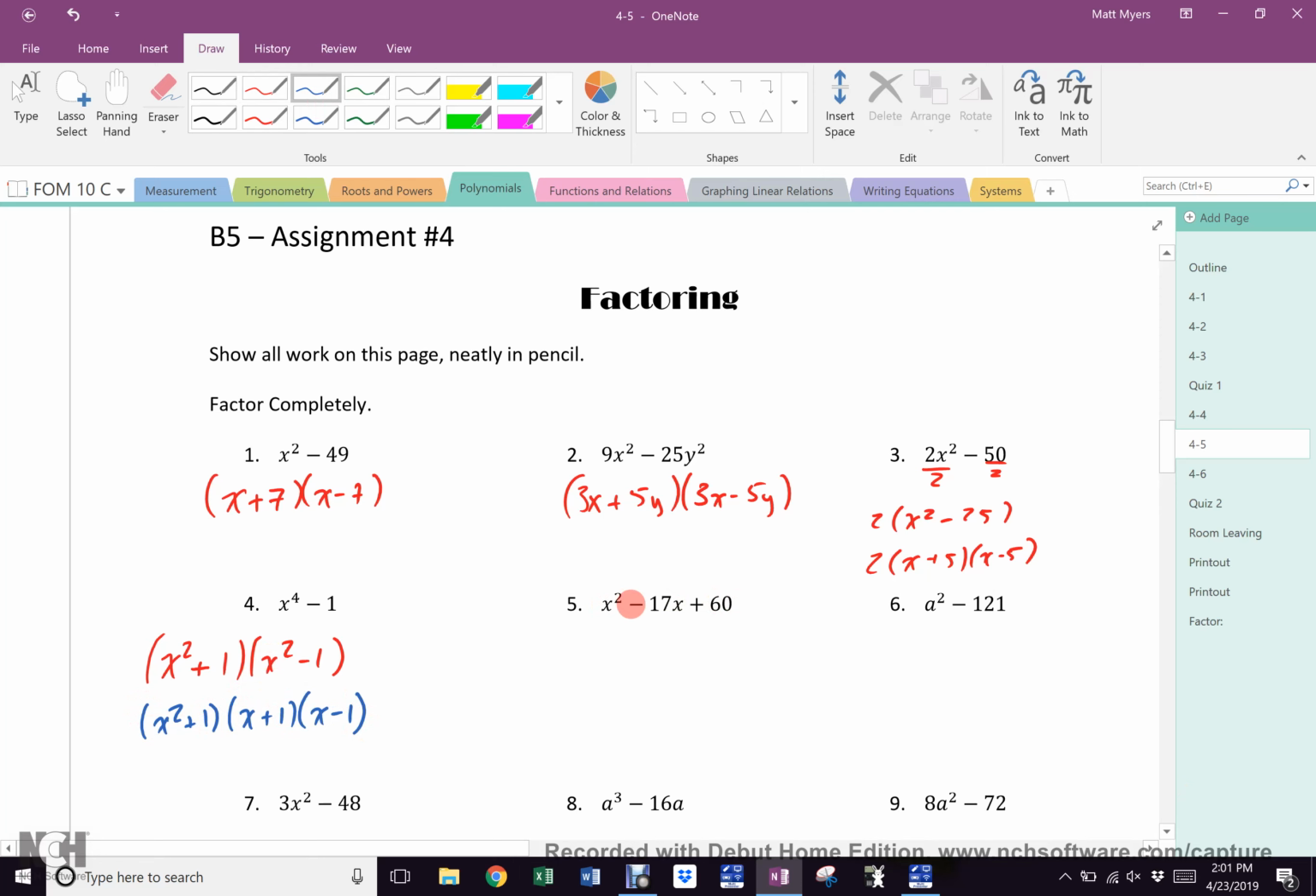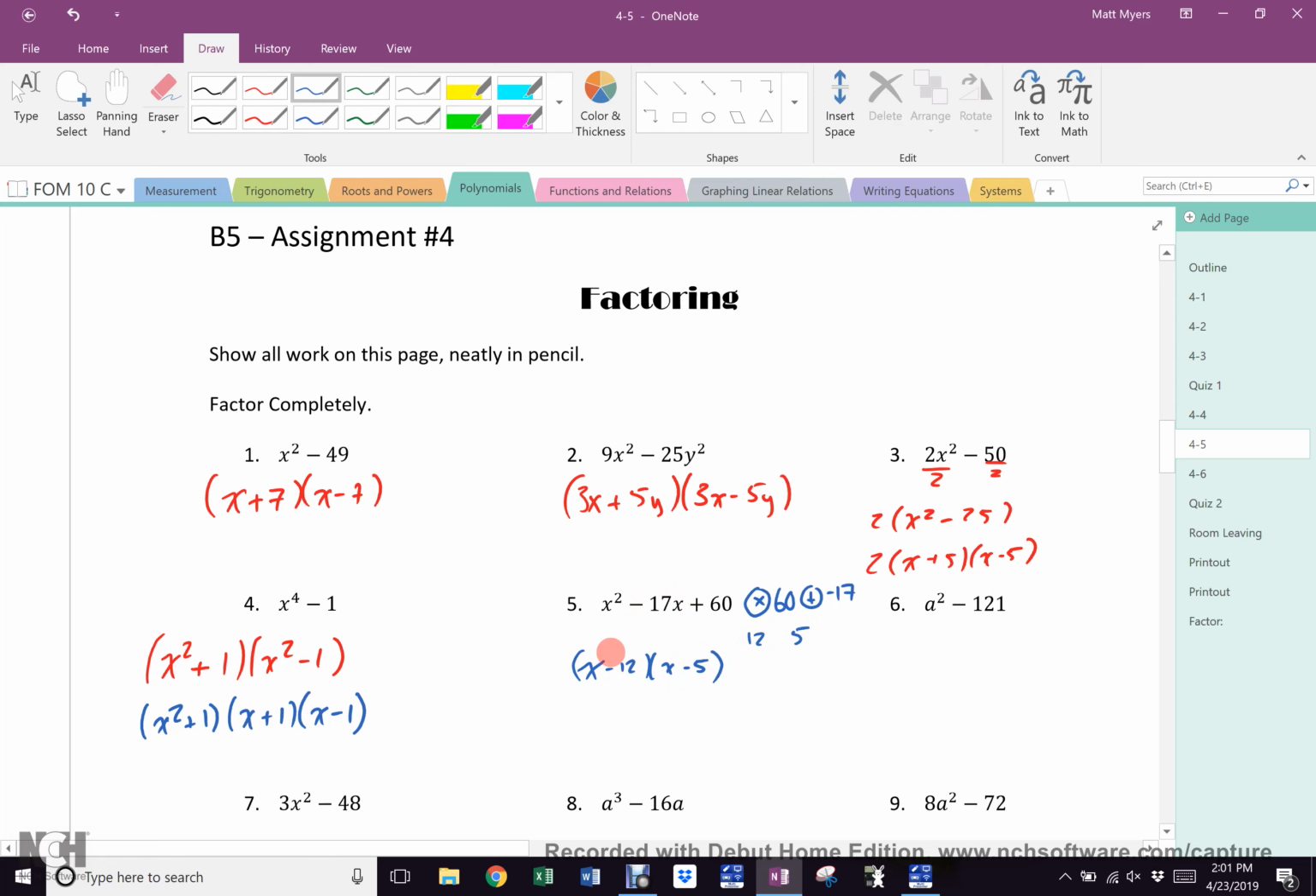Now this one isn't the difference of squares. This is one of the second types, right? I've got to multiply to what? And add to what? Negative 17. If that's negative, but that's positive, then I must need 2 negative numbers, yes? Okay. So what is it? It's 12 and 5, right? X minus 12, x minus 5. Most kids do 20 and 3 there.